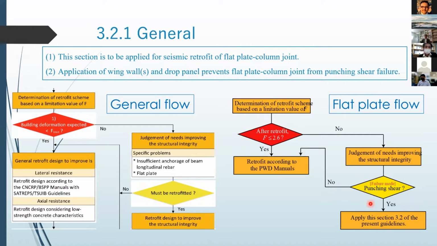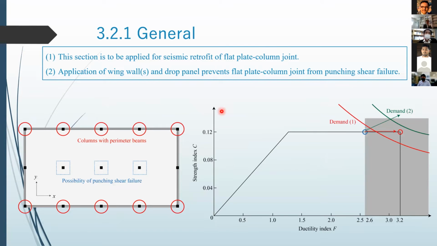In this section, we provide two retrofit techniques. One is wing wall, the other is drop panel, to prevent punching shear failure. The main purpose of this chapter is to prevent punching shear failure. This is the image of retrofit.